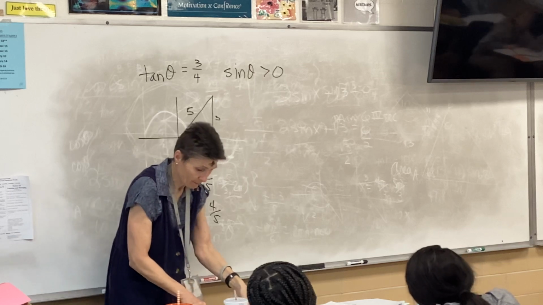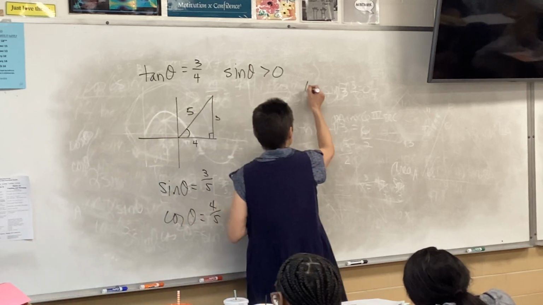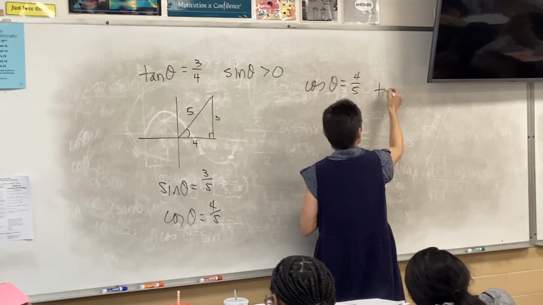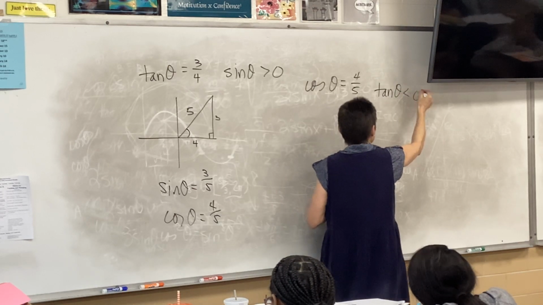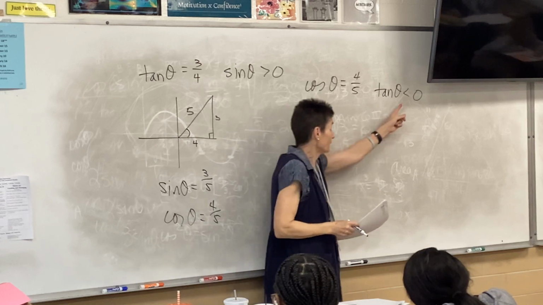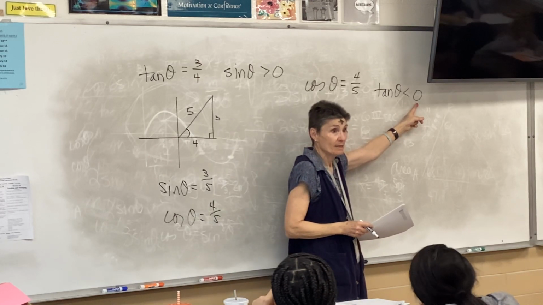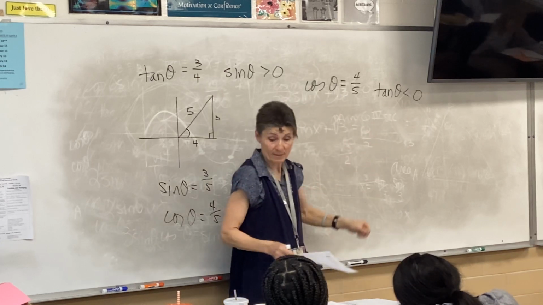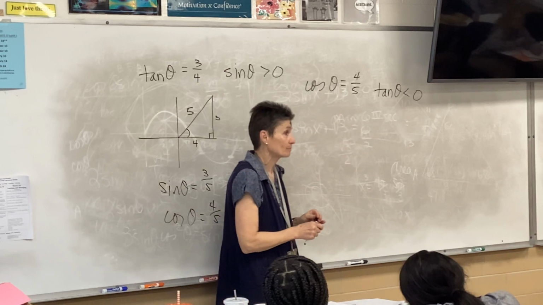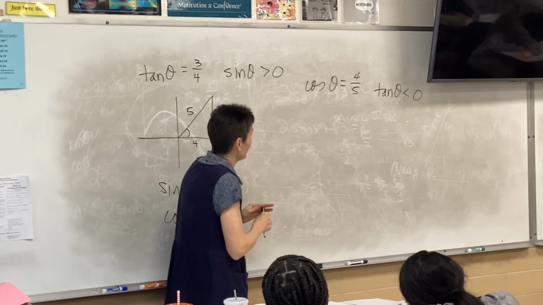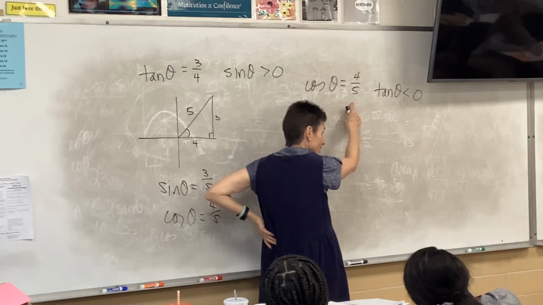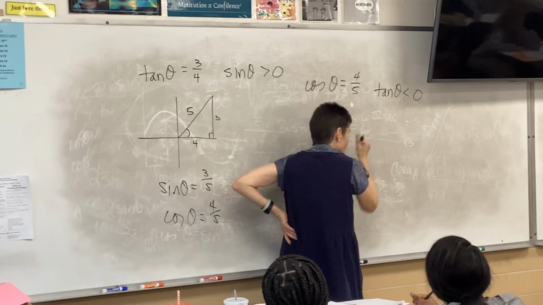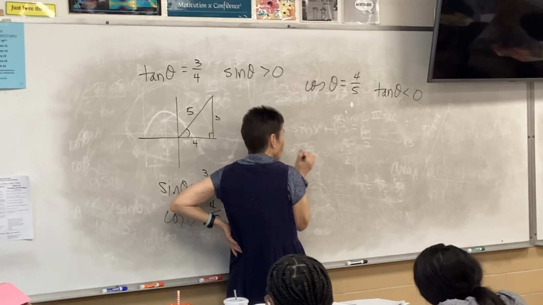All right, there's another one. Cosine is 4/5. And tangent is negative. Now, does everybody understand less than 0 means negative? So this one is not going to be quadrant 1 because the tangent is negative. So which quadrant has a positive cosine but a negative tangent? Quadrant 4.